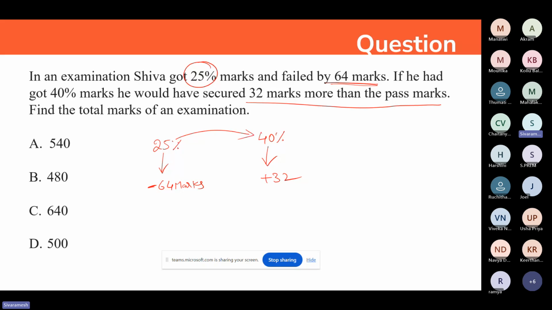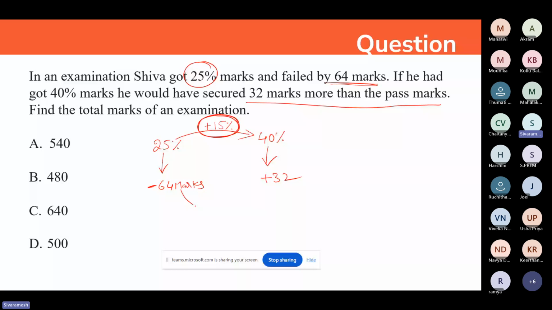Means when he got 25% marks he failed, and when he got 40% marks he passed by 32 marks more than the pass marks. Now how much is the difference between 25 and 40? Can I say that it is 15%? Because of this extra 15%, I can say that he studied an extra 15%, and that made the difference between these marks.